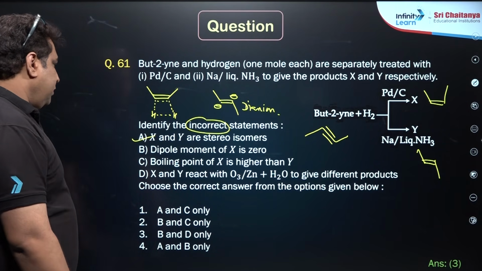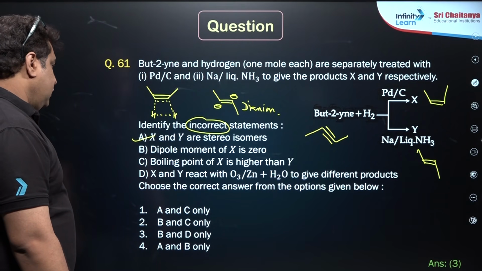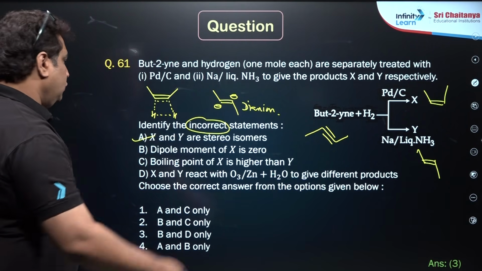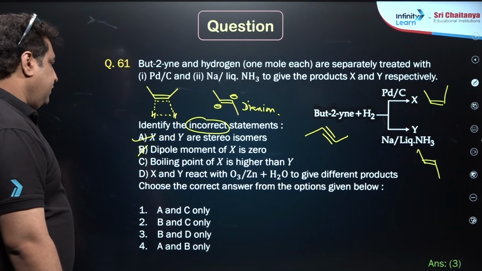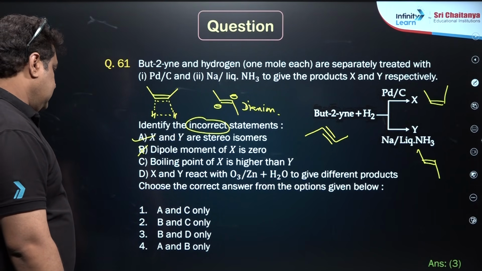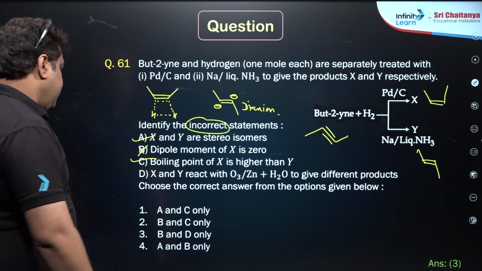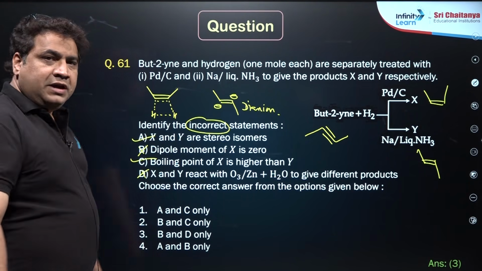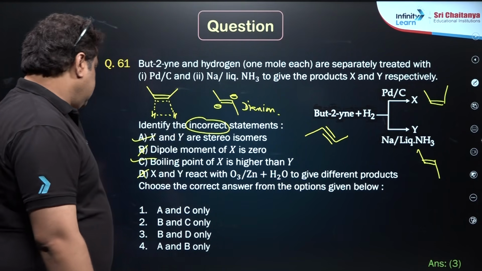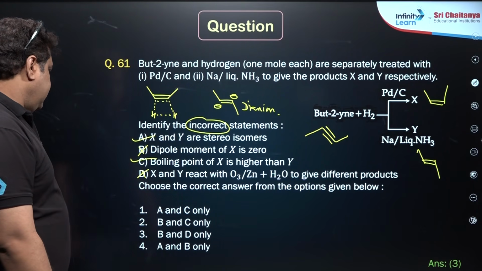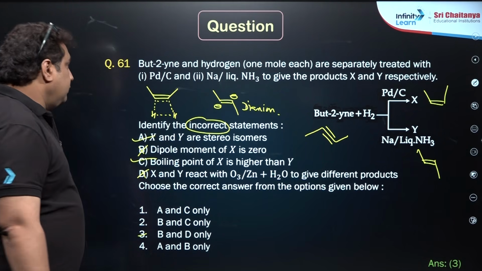Correct. Dipole moment of X is 0. No, wrong. Boiling point of X is higher than Y. Correct. X and Y react with ozone and give different product. Wrong. Both will give propanol. Acetaldehyde. Both will give acetaldehyde. Right. So answer is, who is wrong? B and D is wrong.